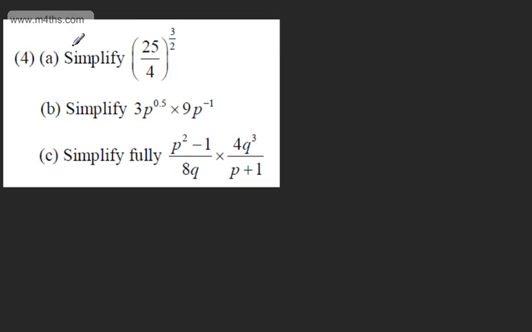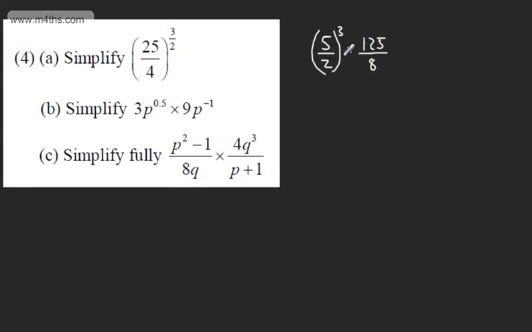In question 4, part A asks us to simplify 25 over 4 to the power of 3 over 2. So we need to take the square root of 25 over 4 and then cube our answer. The square root of 25 over 4 is going to give us 5 over 2. So I've taken the square root of 25, the square root of 4. We now need to cube the answer. 5 to the power of 3, or 5 cubed, is 125. 2 to the power of 3, or cubed, is 8.